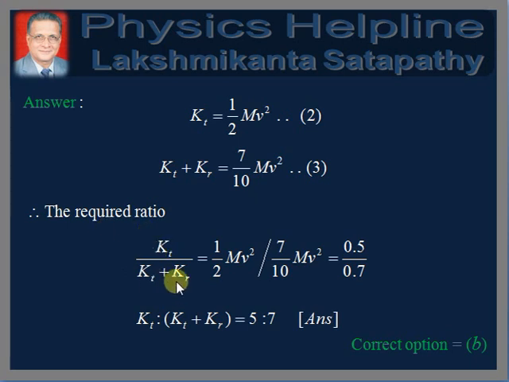Now for the required ratio, KT divided by KT plus KR is equal to half mv² divided by 7/10 mv². So mv² and mv² get cancelled. 1/2 is 0.5 and 7/10 is 0.7, which is equal to 5/7. Therefore, we write KT is to KT plus KR is equal to 5 is to 7, which is the answer to question 3. Therefore, the correct option is B.